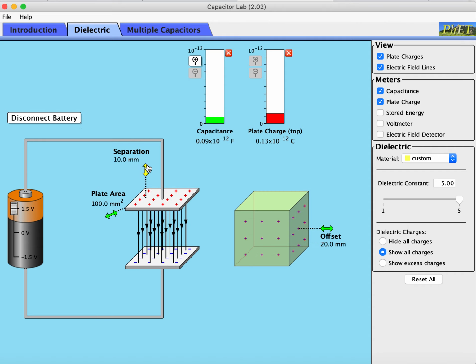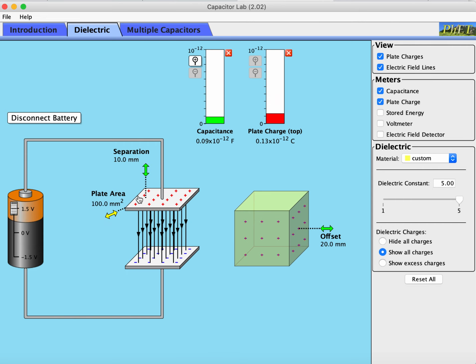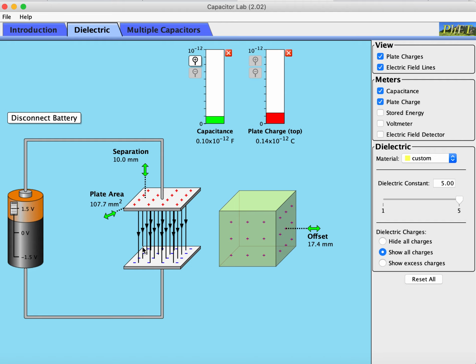Okay, what about if I increase the area? By increasing the area, I increase the capacitance. By decreasing the area, I have a smaller capacitance. Okay, so we found two factors which affect the capacitance. Now, a final factor which affects capacitance is introducing something called a dielectric.